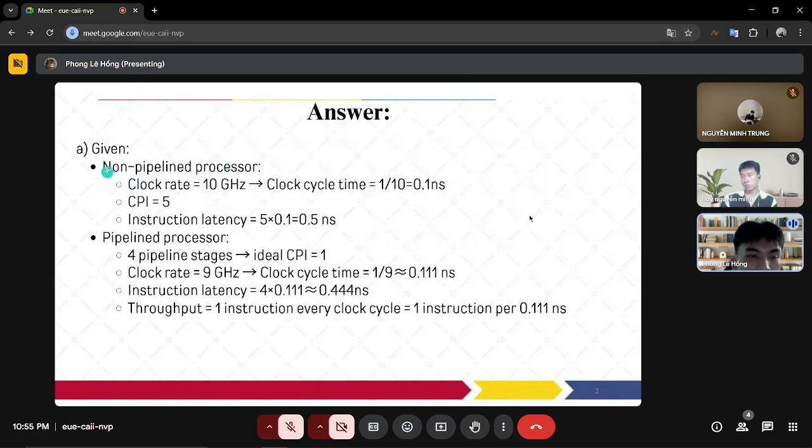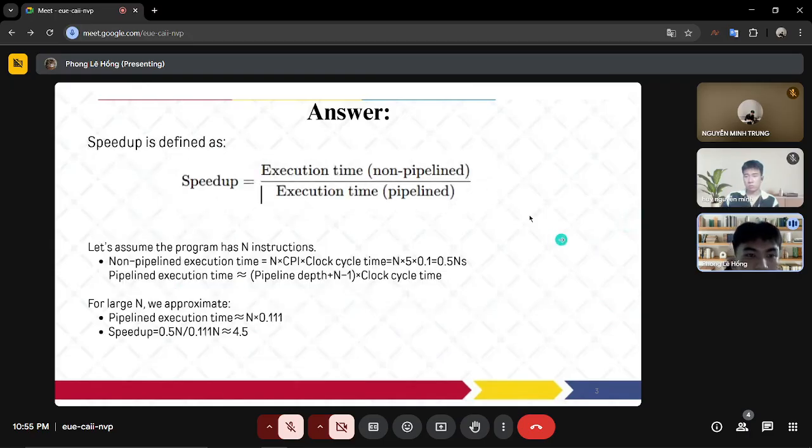The question asks us, for the non-pipeline processor, for the clock rate, CPI, and instruction latency, and for the pipeline processor with four stages, the clock rate, instruction latency, and throughput. Then part B, the speedup.